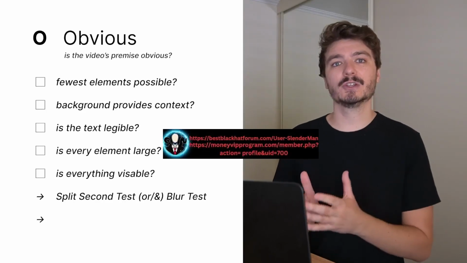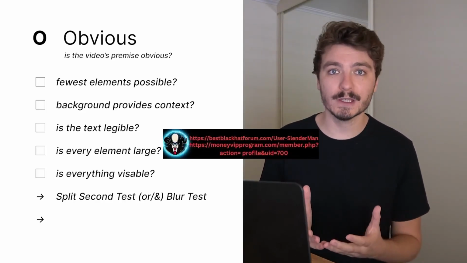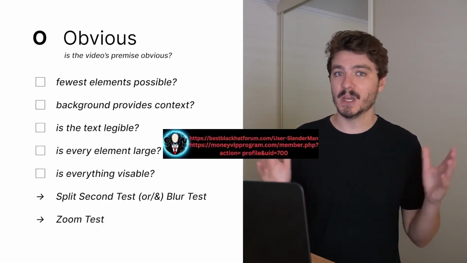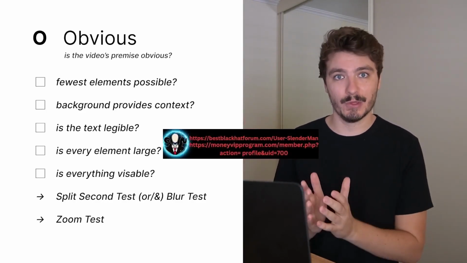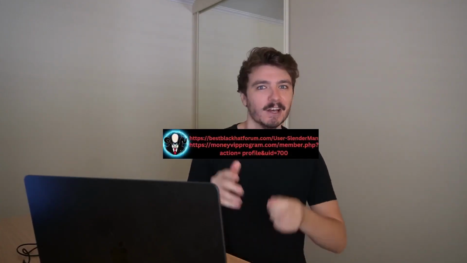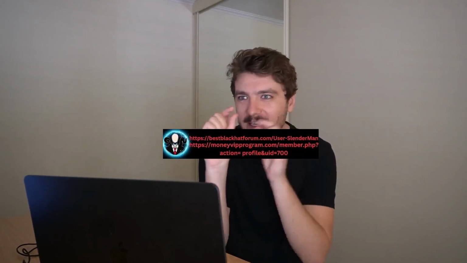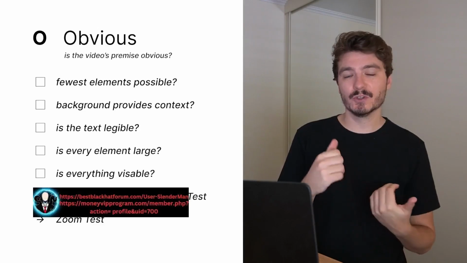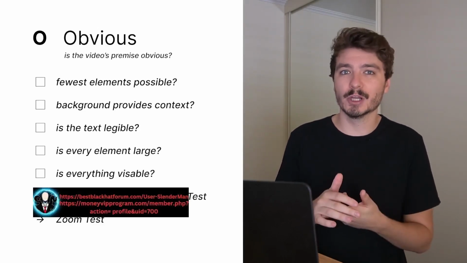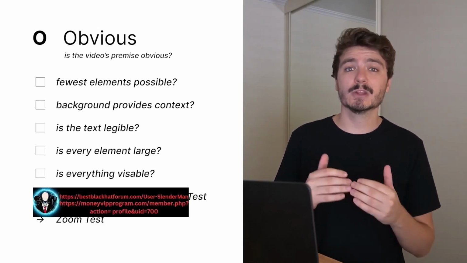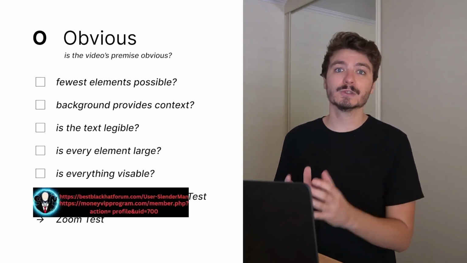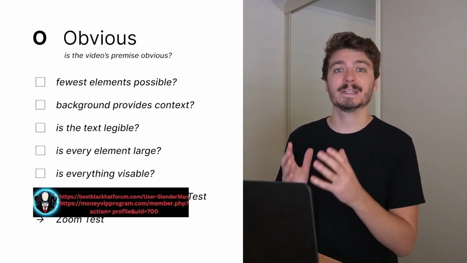Now the next test that I do to ensure the video's premise is obvious is the zoom test. I simply zoom out of the thumbnail. Like I mentioned, when we're designing it, we're up close in the thumbnail and we're seeing every single pixel. Zoom out. If it's difficult to understand the thumbnail when it's small, people won't click on it. So doing the split-second test or the blur test, or both if you want, and doing the zoom out test, they are really useful tests to ensure that your video's premise is obvious.